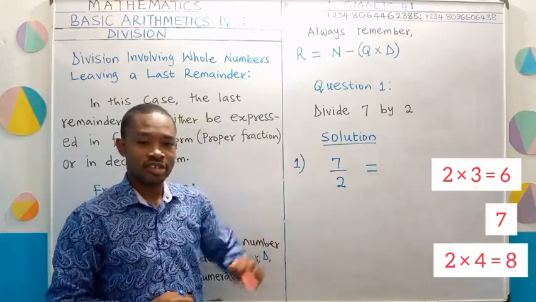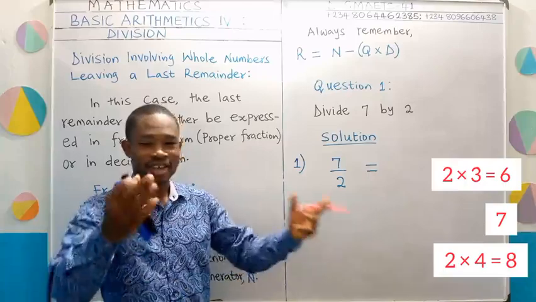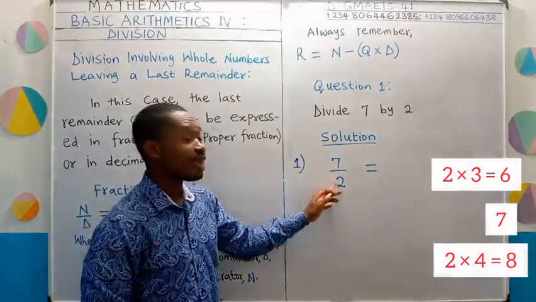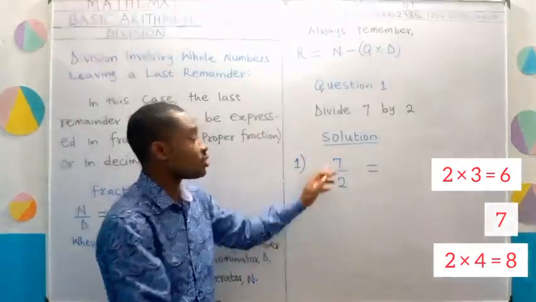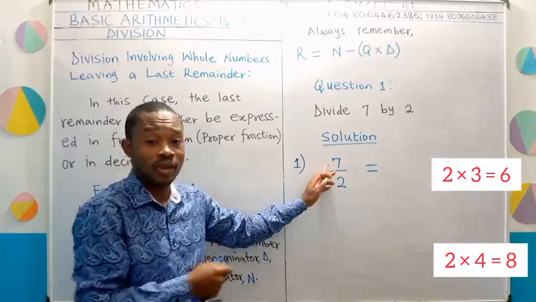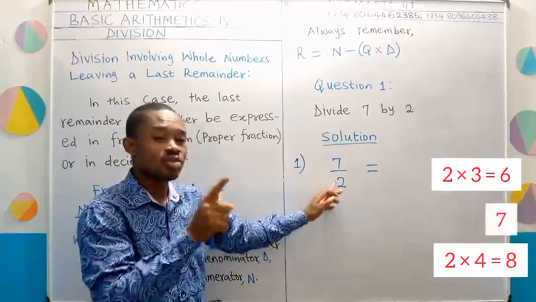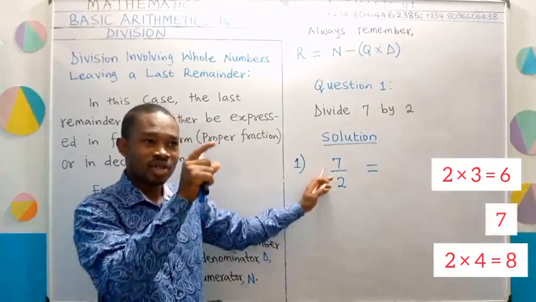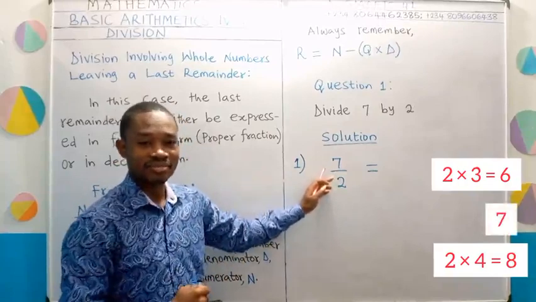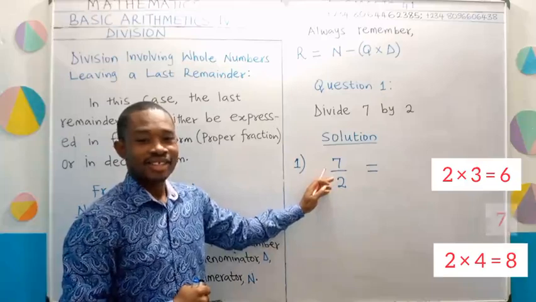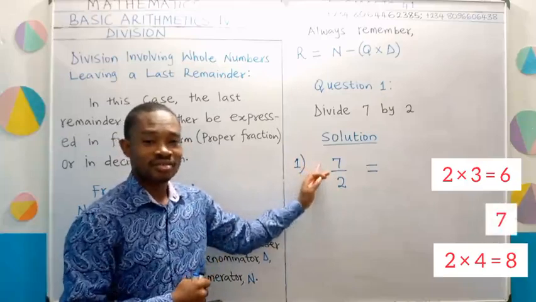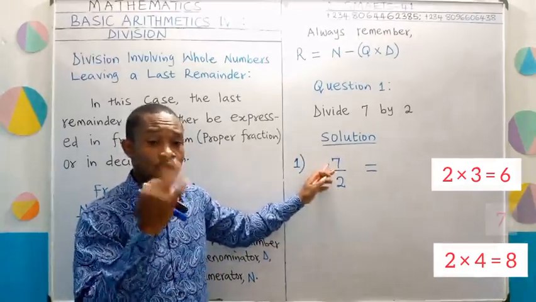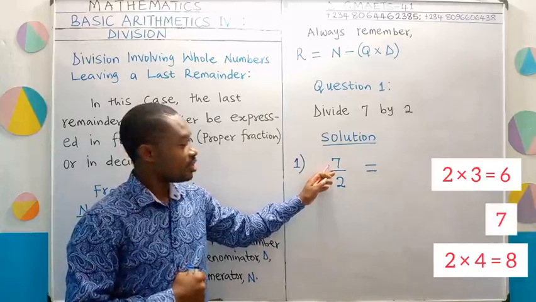2 times what gave us 6? Correct. 2 times 3. It means if you do 7 divided by 2, because in the 2 times table, 7 is not there exactly, you cannot multiply 2 by any number to get 7. Therefore, you pick the smaller part, like I said, 6. And it is 2 times 3 that gives us 6. It means that 2 can divide 7 3 whole times. That's the quotient.